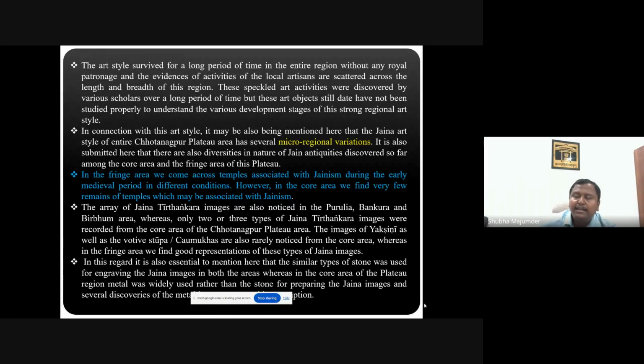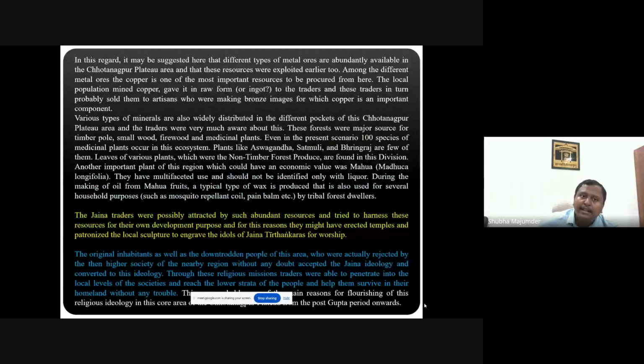So it indicates the presence of metal and the presence of workers who were associated with the smelting of the metal. This aspect is also very important for a proper understanding of who the followers were and how the Jain traders were associated with the original people of this particular land. In this regard, it is suggested here that different types of metal or ores are abundantly available in the Chhotanagpur Plateau.